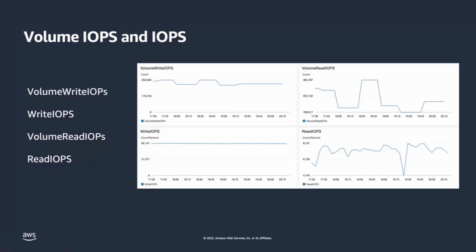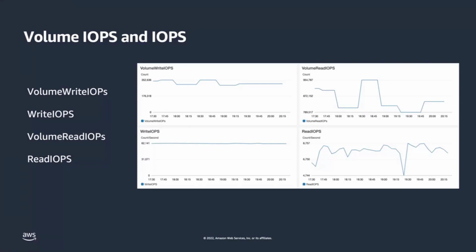Write IOPS and read IOPS, those are instance level metrics, and that shows the average instance operations per second rather than a total count. All right, and they don't account for the batching. Like I mentioned, we do try to batch writes and reads if possible into these 4K and 8K units. So write IOPS, read IOPS won't reflect that, but volume write IOPS, volume read IOPS will reflect that batching.